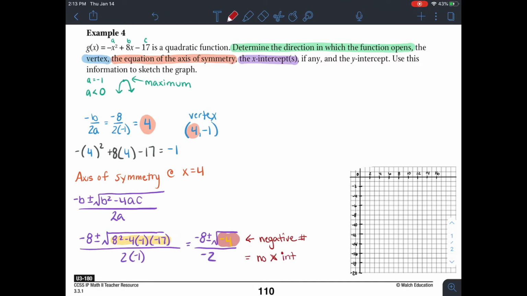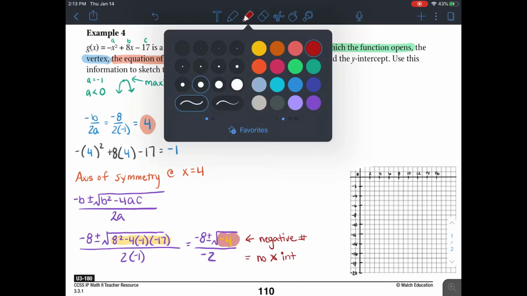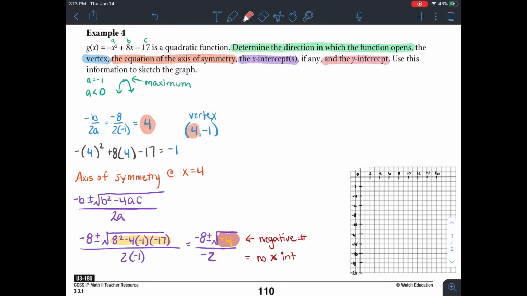So all that means is we're still going to have a graph. It's just never going to cross the x-axis. So the last piece of information we have to find is going to be our y-intercept. And if you remember, the y-intercept is simply at (0, c). So our c value in this case would give us (0, -17).